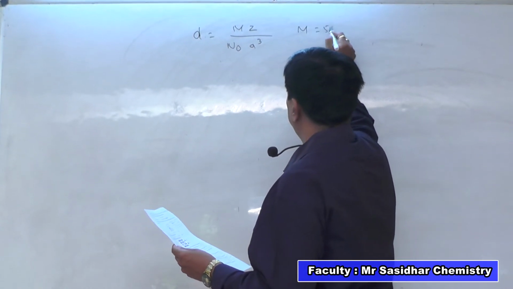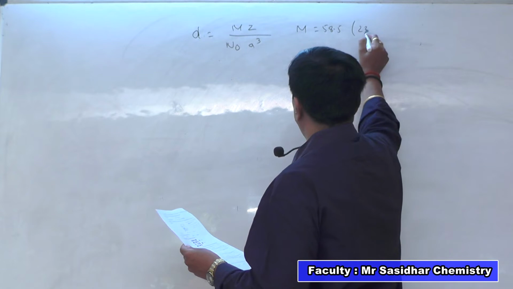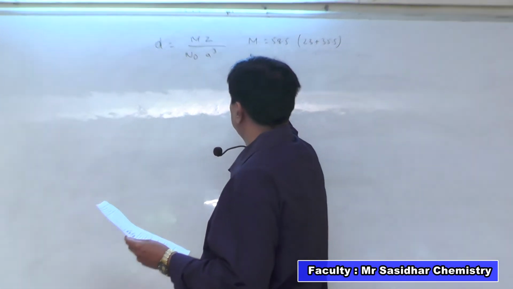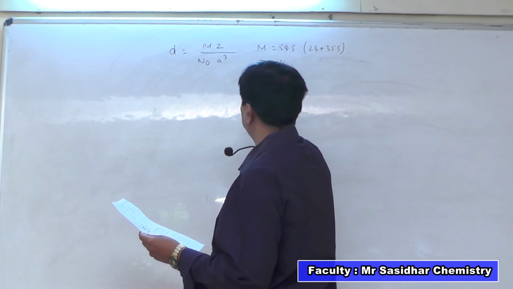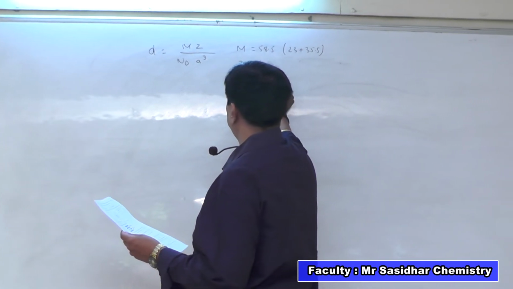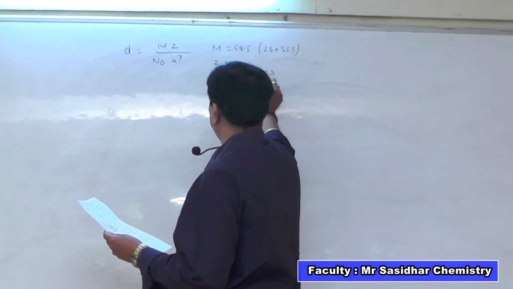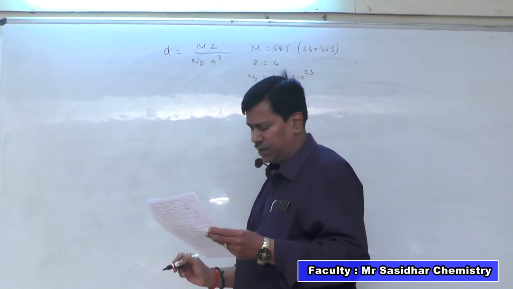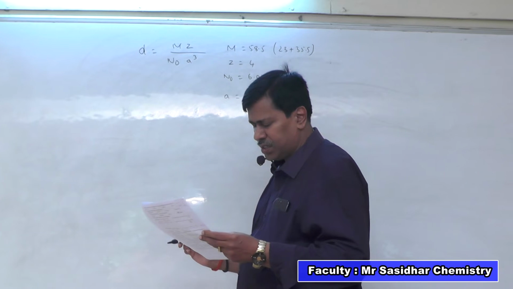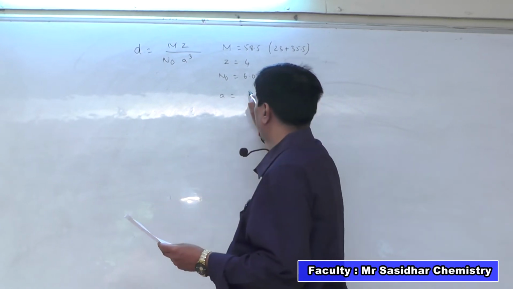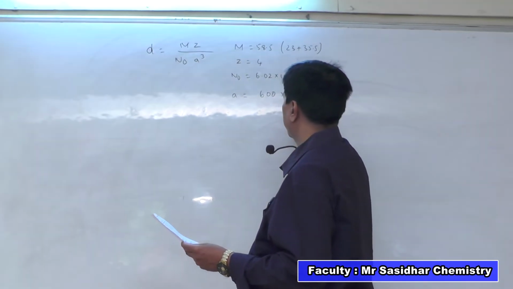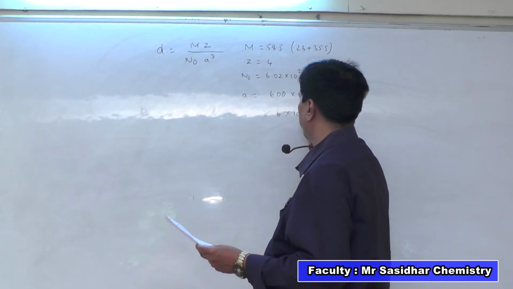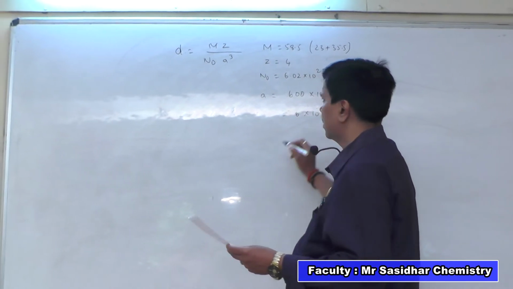So M is 58.5, that is 23 plus 35.5 for NaCl. Z is 4, N naught is 6.02 into 10 to the power of 23, and edge length a is given as 600 picometers, that will be 600 into 10 to the power of minus 12 meters, or 6 into 10 to the power of minus 8 centimeters.